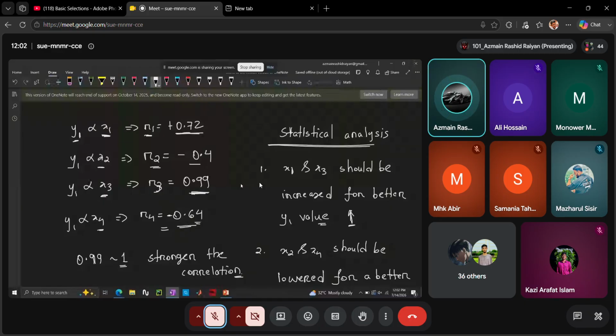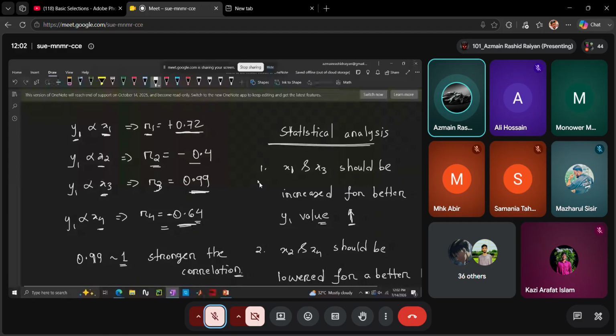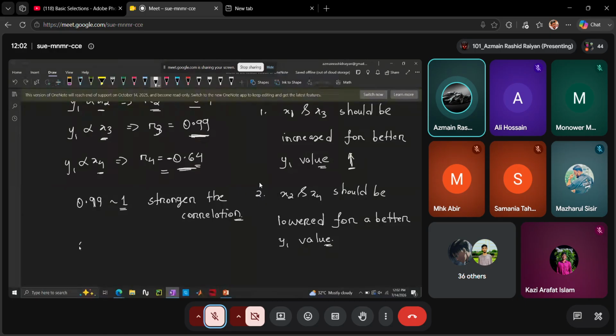And which one has the least impact among all these input parameters? R2, yes, because it has the lowest magnitude, which is 0.4. So the closer the value is towards 0, the weaker the correlation.